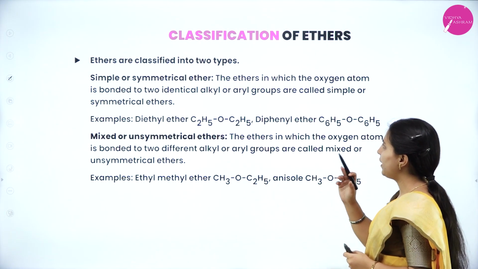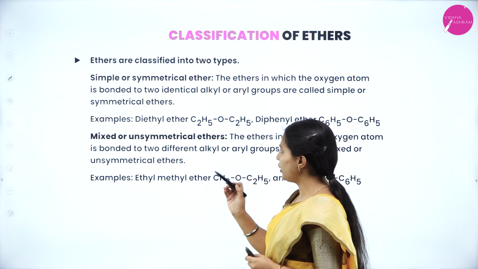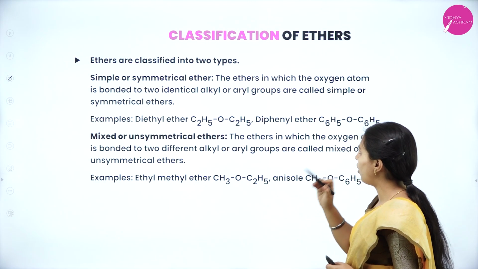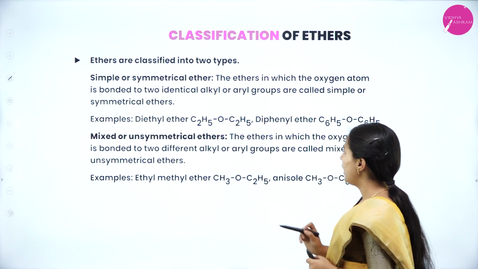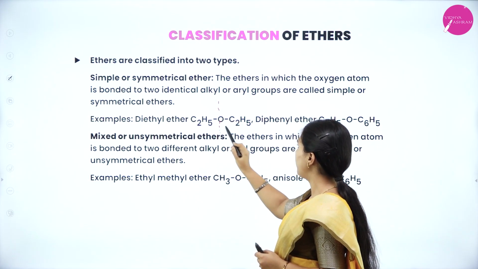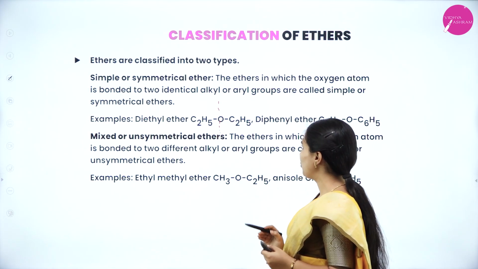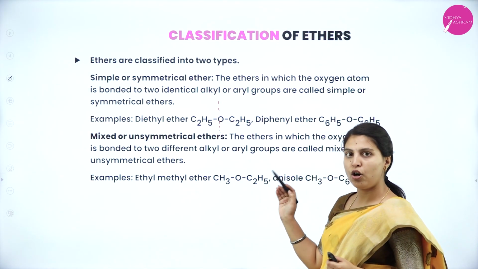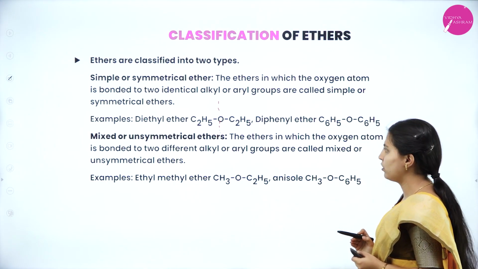First one, simple or symmetrical ethers. The ethers in which the oxygen atom is bonded to two identical alkyl or aryl groups are called simple or symmetrical ethers. See here, diethyl ether. If we cut here with one plane, it will be the same image from both sides. So, we call it a symmetrical ether or simple ether. Even diphenyl ether is the same.